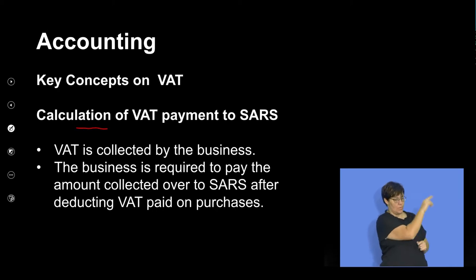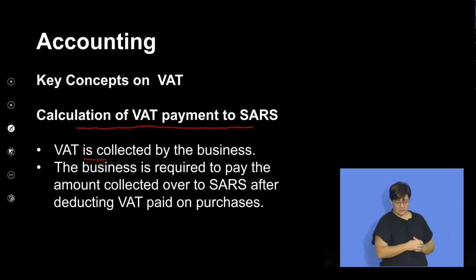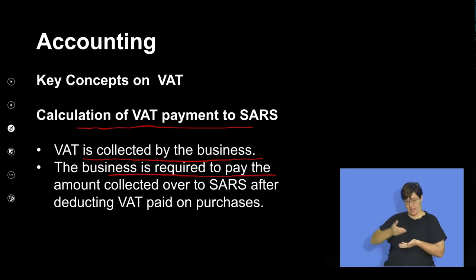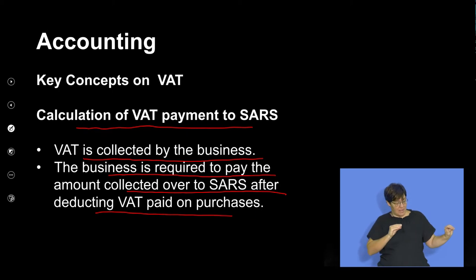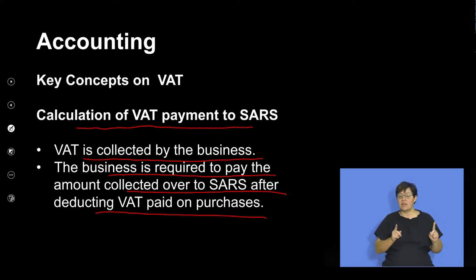How do you do your calculation? VAT is collected by the business. The business is required to pay the amount collected over to SARS after deducting the VAT on purchases. Remember the difference between your input and your output VAT.